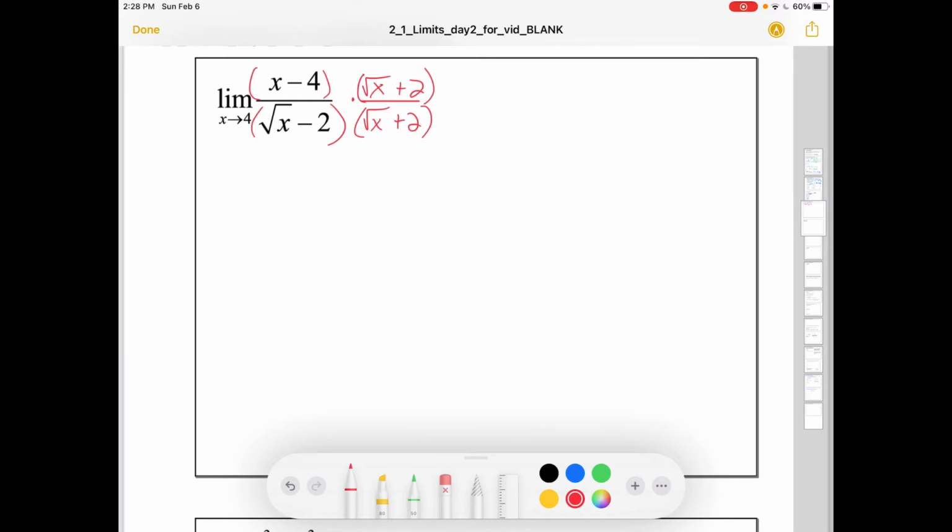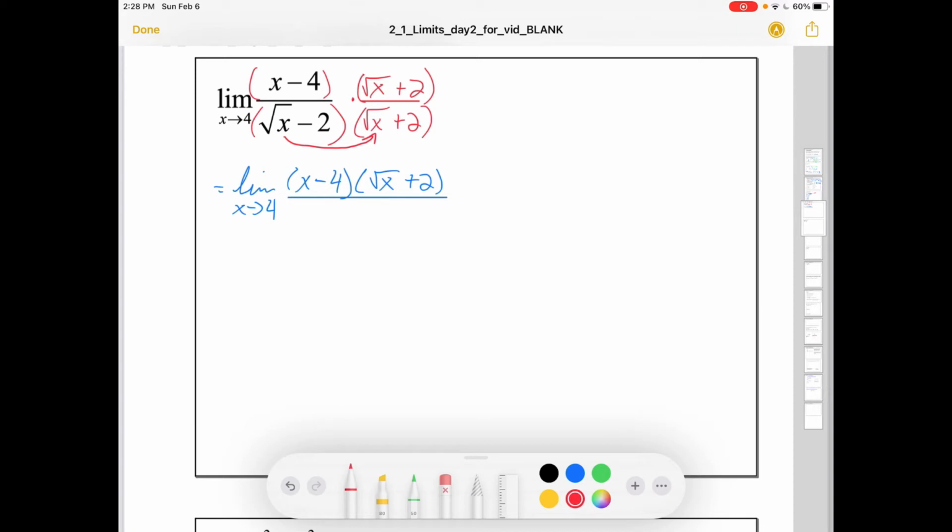Brackets around everything, and let's see what we get. I'll still have a limit. And on top, I'm going to leave it just in its unexpanded form. And on the bottom, conjugates are going to do what conjugates are going to do.